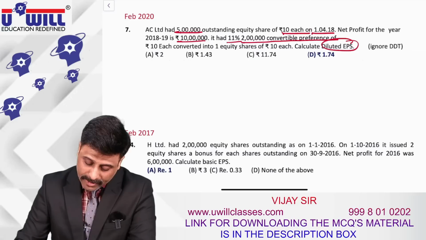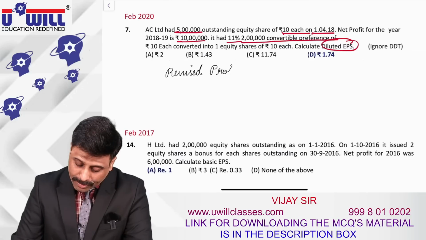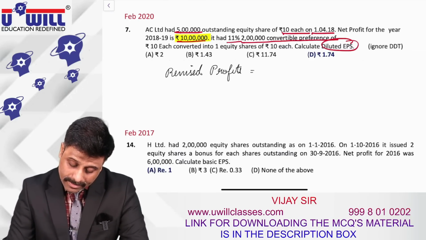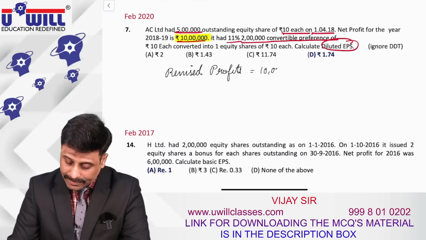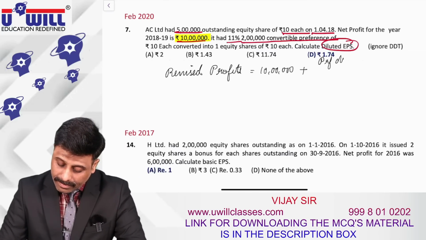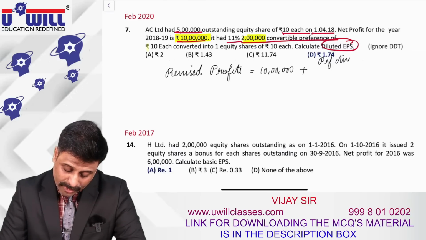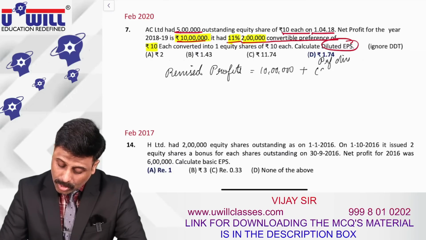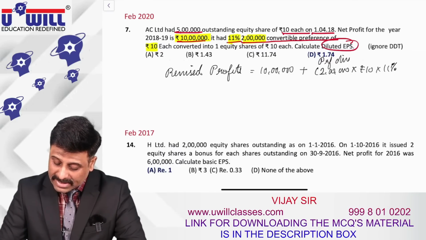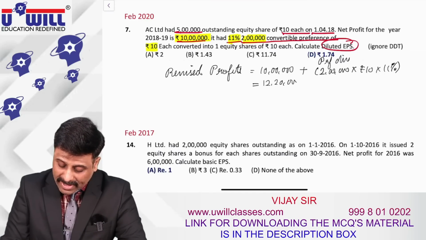How will we find revised profits? Existing profits, how much is existing profits? 10 lakhs. Existing profits are 10 lakhs, plus we will add the preference dividend. So here you can see 2 lakh preference shares are there of 10 each. So 20 lakhs into 11%. 2 lakhs into face value rupees 10, 20 lakhs into 11%, so 2,20,000. So that will be 12,20,000. This will be the revised profits.